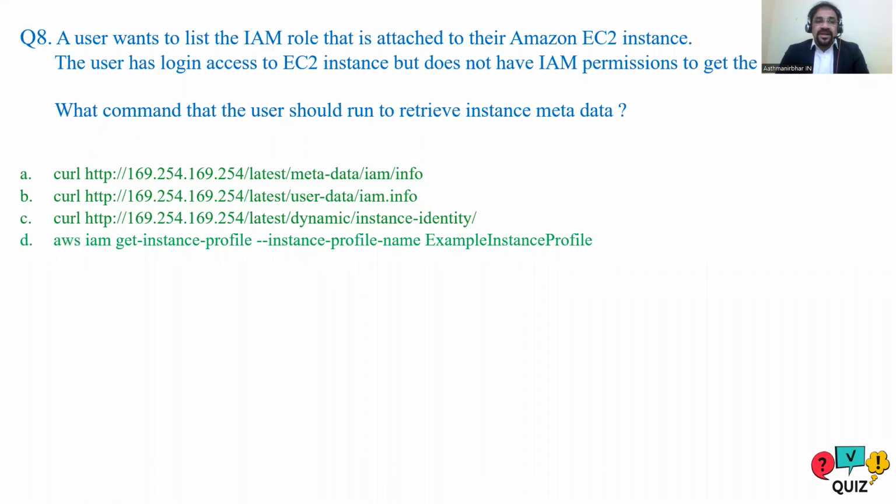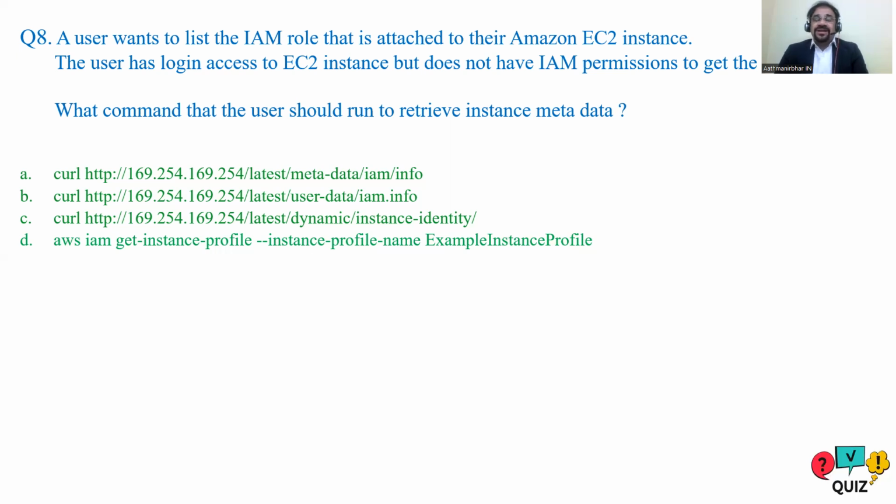Here comes the next question. A user wants to list the IAM role that is attached to the Amazon EC2 instance. The user has login access to the EC2 instance, but does not have IAM permission to get the details. What command should the user run to retrieve instance metadata? So here we have 4 options to go with one correct answer.